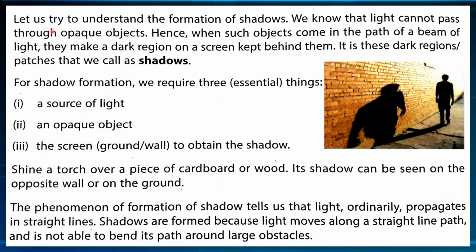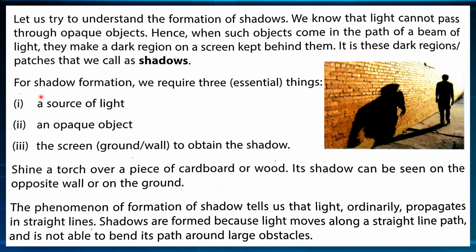Students, let us try to understand the formation of shadows. We know that light cannot pass through opaque objects. Hence, when such objects come in the path of a beam of light, they make a dark region on a screen kept behind them. It is these dark regions or patches that we call shadows.